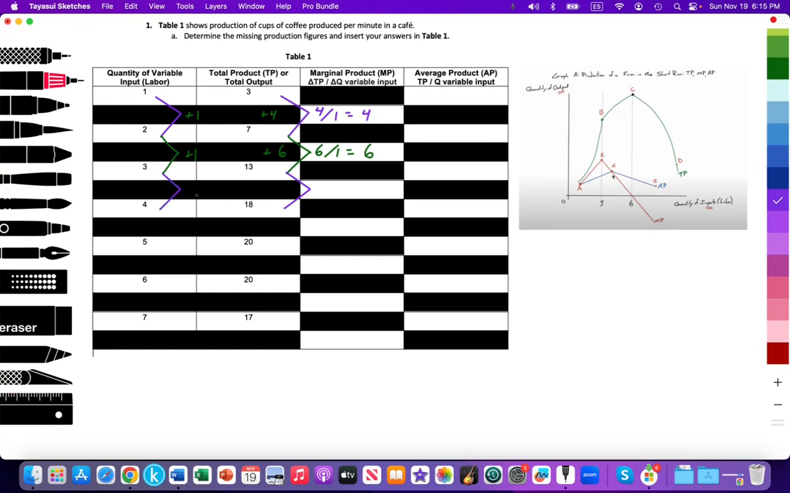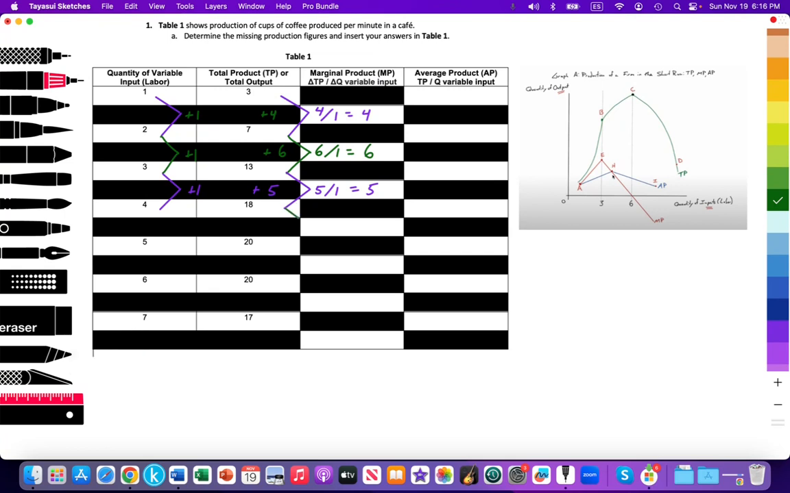So we'll make a note that we're going up by 1, and then here we're going up 18 minus 13, and that's 5, going up by 5. So here we can take 5 divided by 1 additional worker, and there is 5. Then we can just continue.